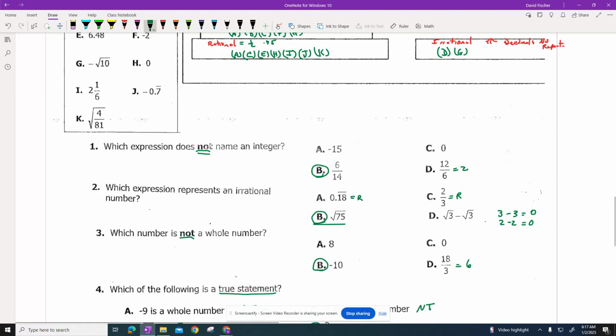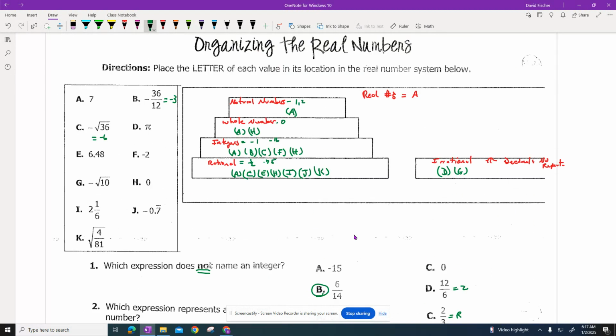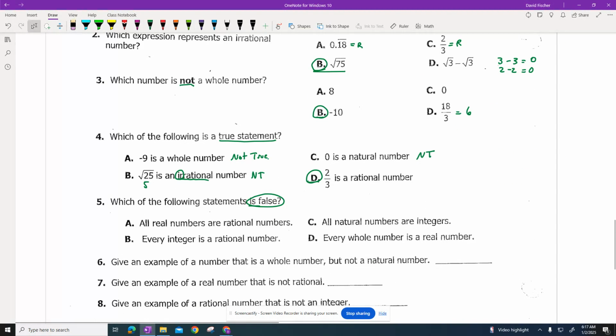So if I come up here to my cake, all real numbers are rational numbers. Well, that's true because all real numbers is everything. That's true. I'm looking for something that's not true. So that guy's true. All natural numbers are integers.